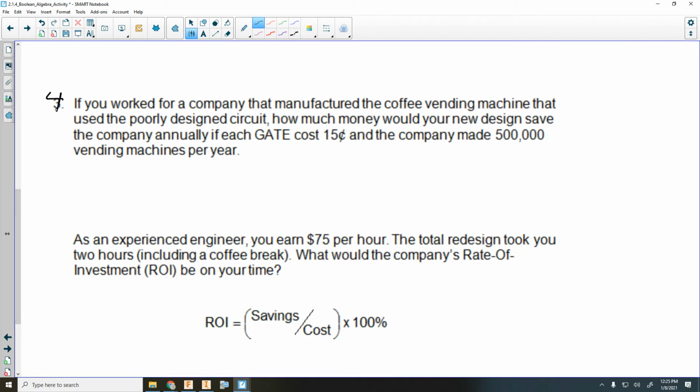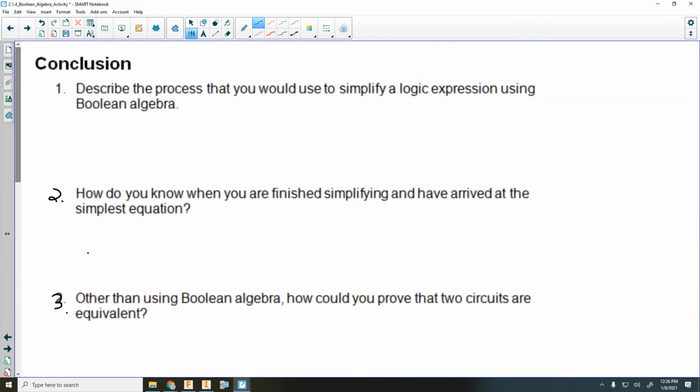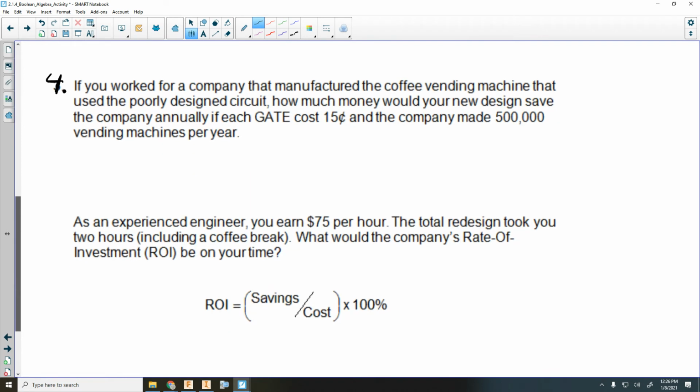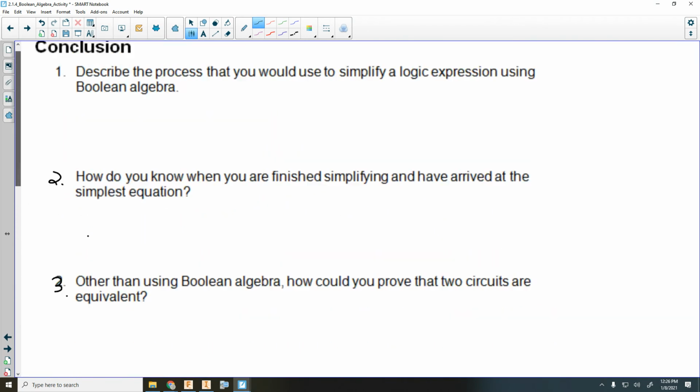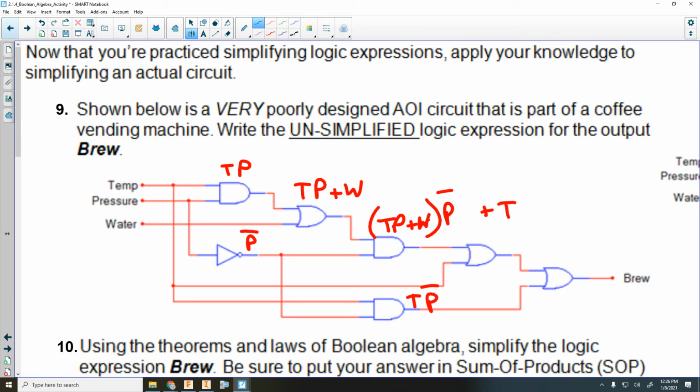Okay, and question number 4. This is the important thing, and one of the reasons we do Boolean algebra, not just to simplify it so it's easier to breadboard and prototype, but it's a cost savings. So what do they say here? They're saying each gate costs 15 cents, and the company was going to make 500,000 vending machines. Okay, so each gate, how much was each gate? 15 cents. So if we go back a page, how many gates do we have?